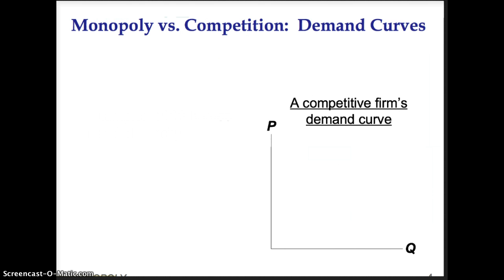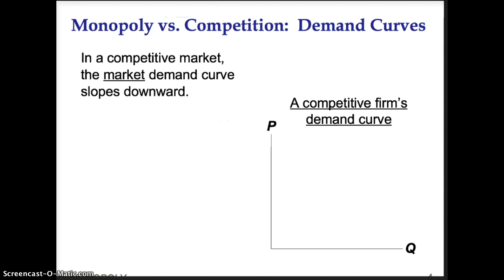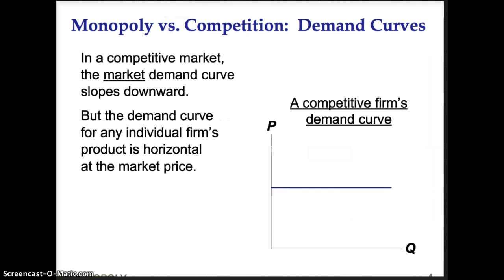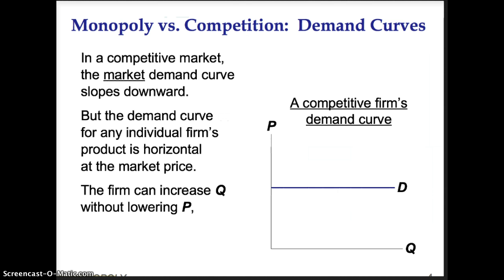Let's compare the monopoly demand curve and the competitive demand curve. In a competitive market, the market demand curve slopes downward, but the demand curve for the individual firm's product is horizontal at market price. The firm can increase quantity without lowering price. Remember, marginal revenue equals price for a competitive firm.